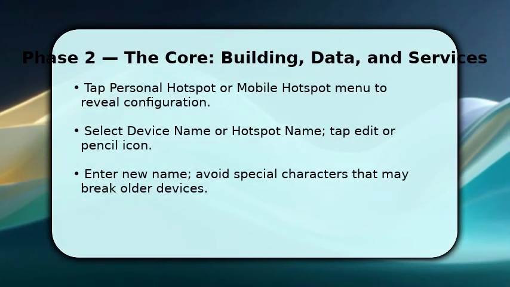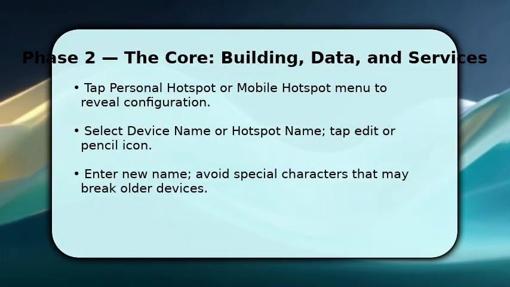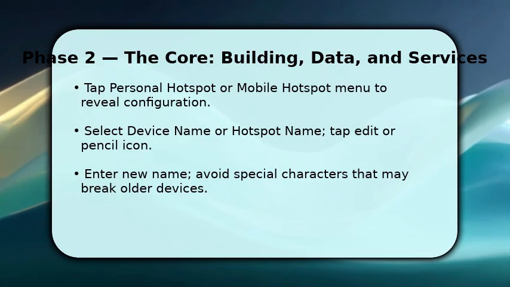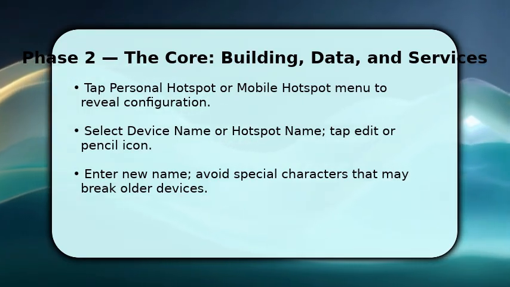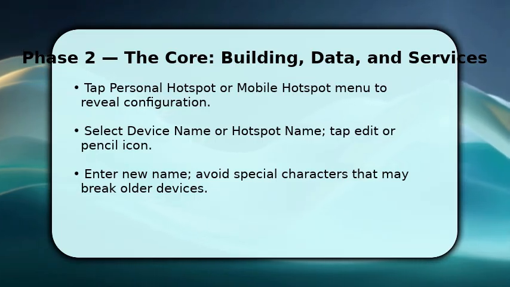You now focus on the hotspot configuration and the actual name field. Once in the Personal Hotspot or Mobile Hotspot menu, look for Device Name, Hotspot Name, or an edit/pencil icon. Tap it to enable typing.